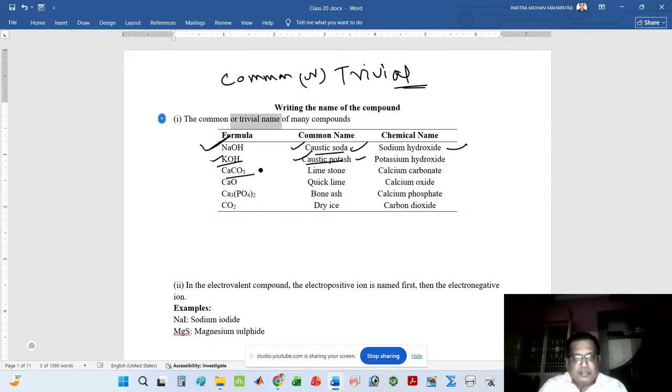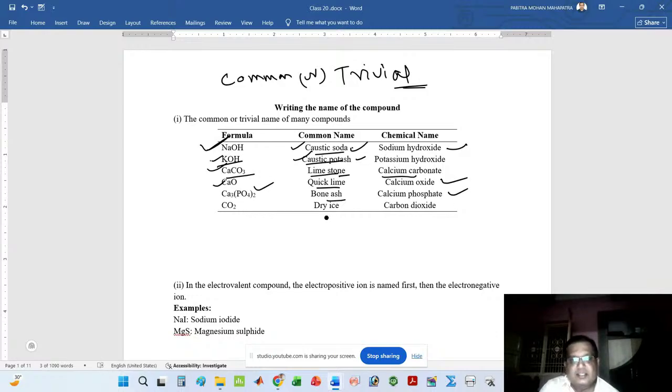Next is CaCO3, calcium carbonate. The chemical name is calcium carbonate, but it also has a common name, that is limestone. Next is quicklime, which has the formula CaO, and its chemical name is calcium oxide. Next is bone ash, having the formula Ca3(PO4)2. Its chemical name is calcium phosphate.